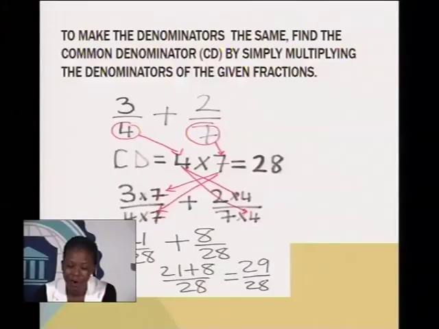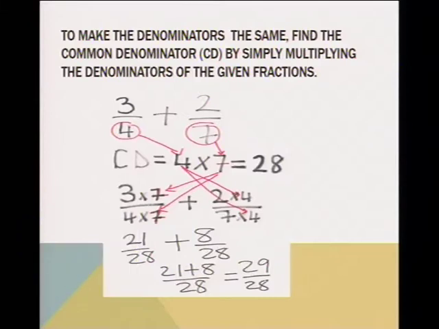We have 3 over 4 plus 2 over 7. In the first fraction, the numerator is 3, the denominator is 4. In the second fraction, the numerator is 2 and the denominator is 7. Now, if we look at these denominators, they are not the same. For the first one, we have 4, and for the second one, we have 7. Now, how do we make these denominators the same?